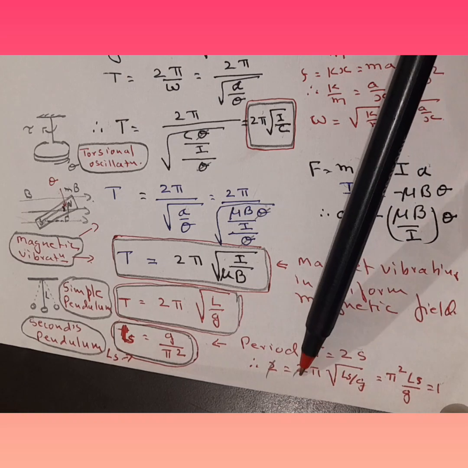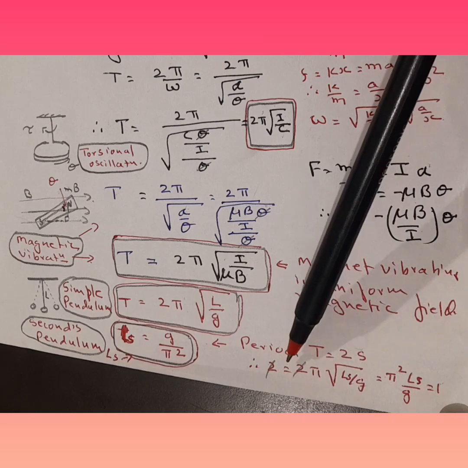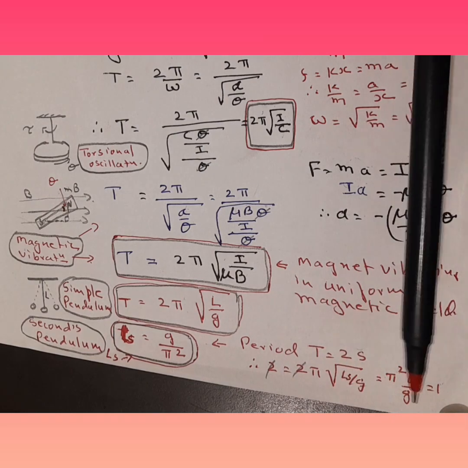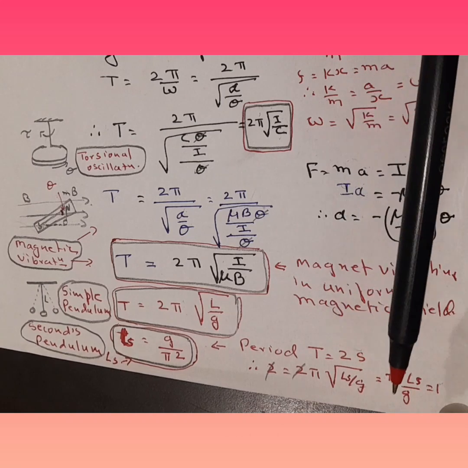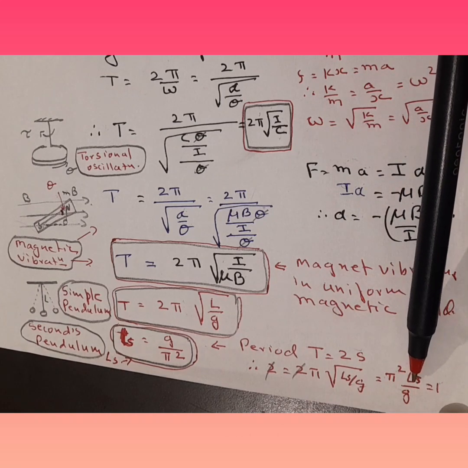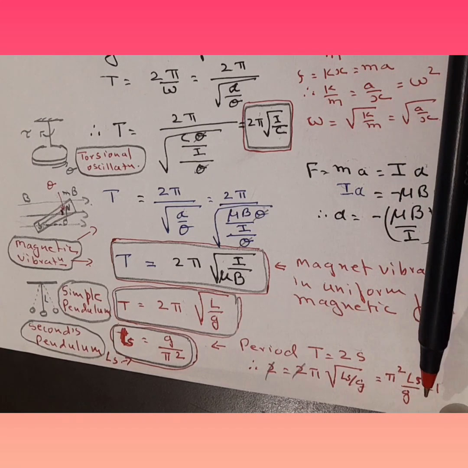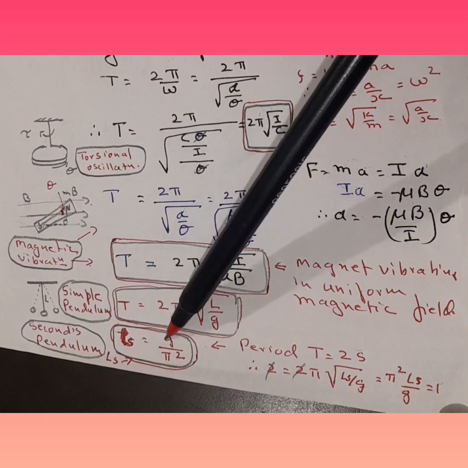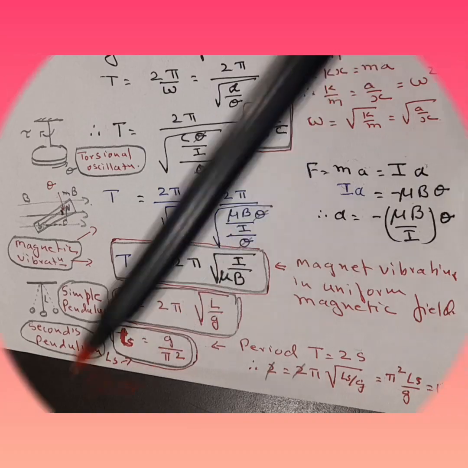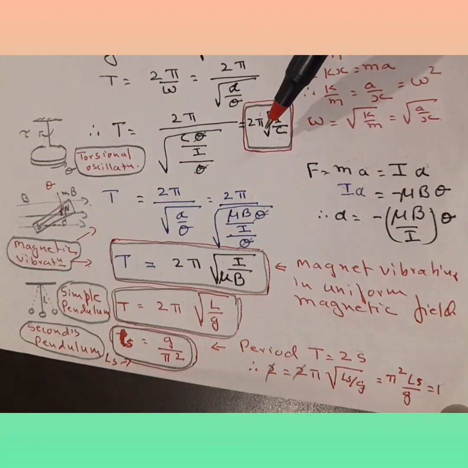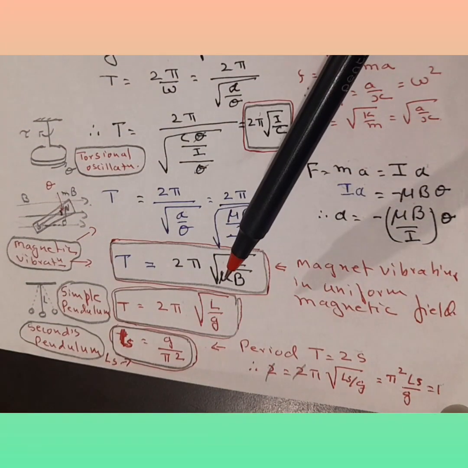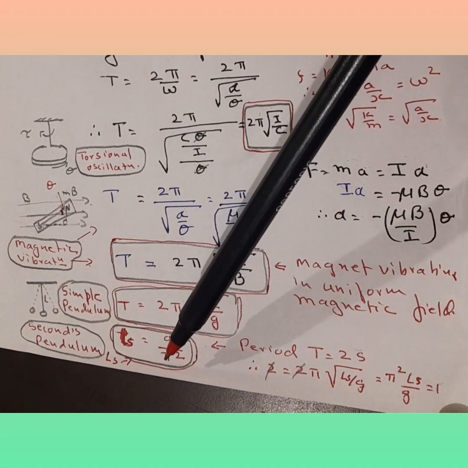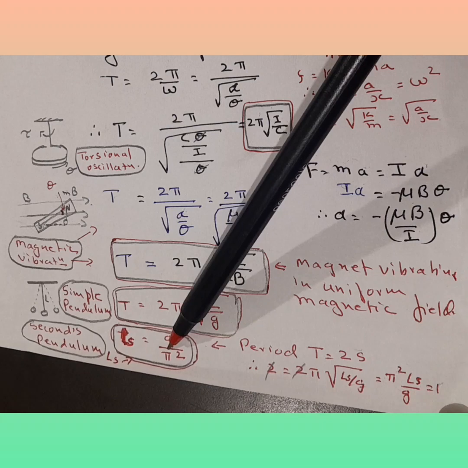So this becomes 1. If I square this, then it becomes π² Ls over g is equal to 1. So if I want to take it in terms of Ls, g would go up, π² would come down, and what we would end up with is Ls is equal to g upon π². These are three formulae which we have derived, and the modified version for seconds pendulum is this.